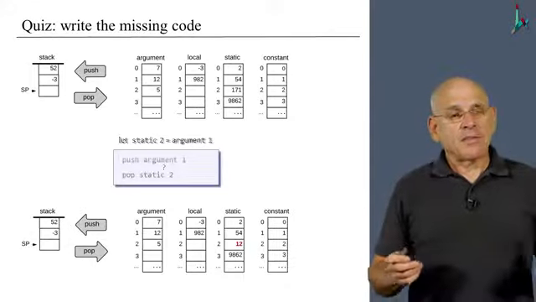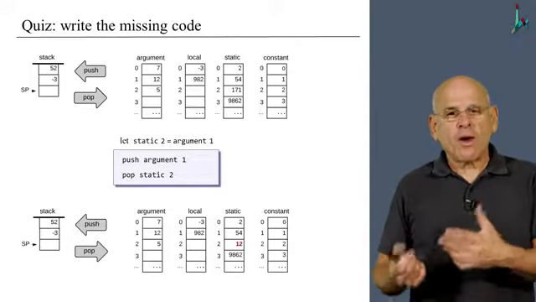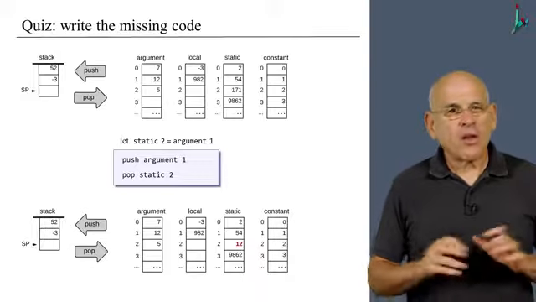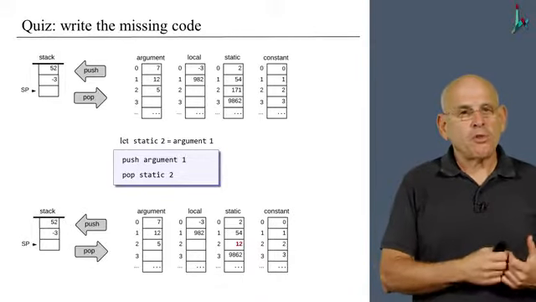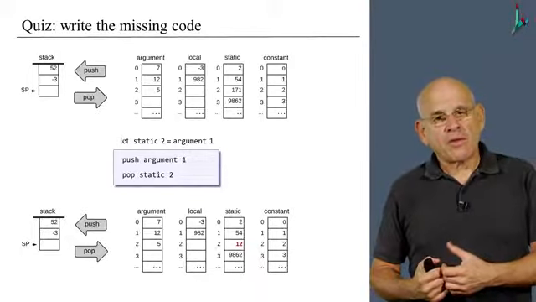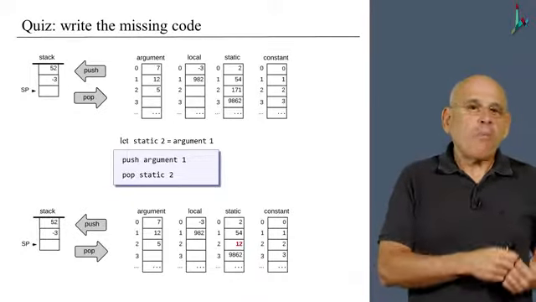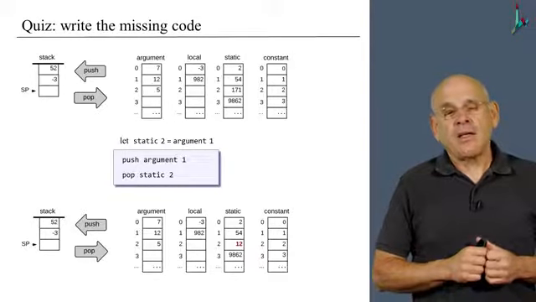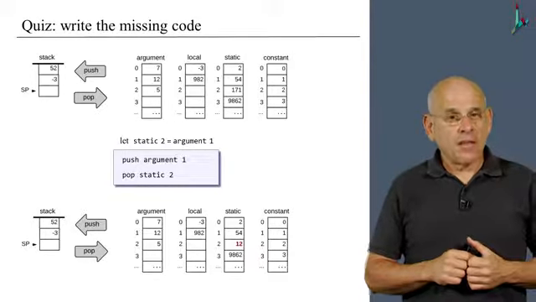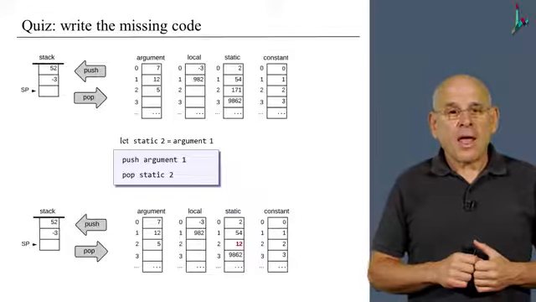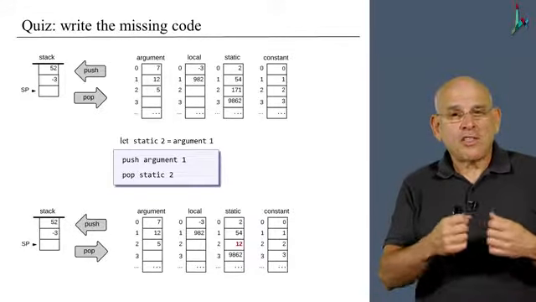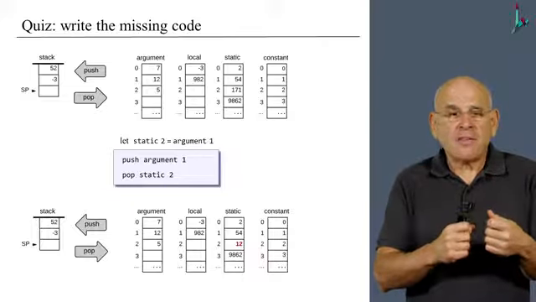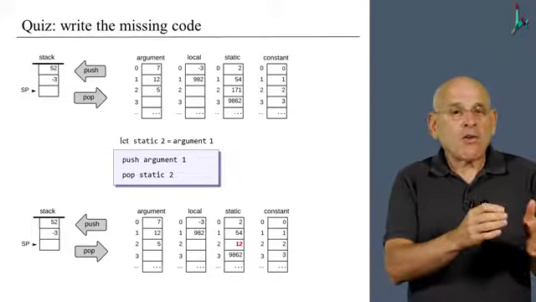So here's the answer. In order to move the value of argument 1 to static 2, we must go through the stack. That's the only way to do it in a stack machine. So we push argument 1 onto the stack, and then we pop the topmost value, the value that we have just added, onto static 2. And because these two commands kind of cancel each other stack-wise, we see that the stack remains the same.